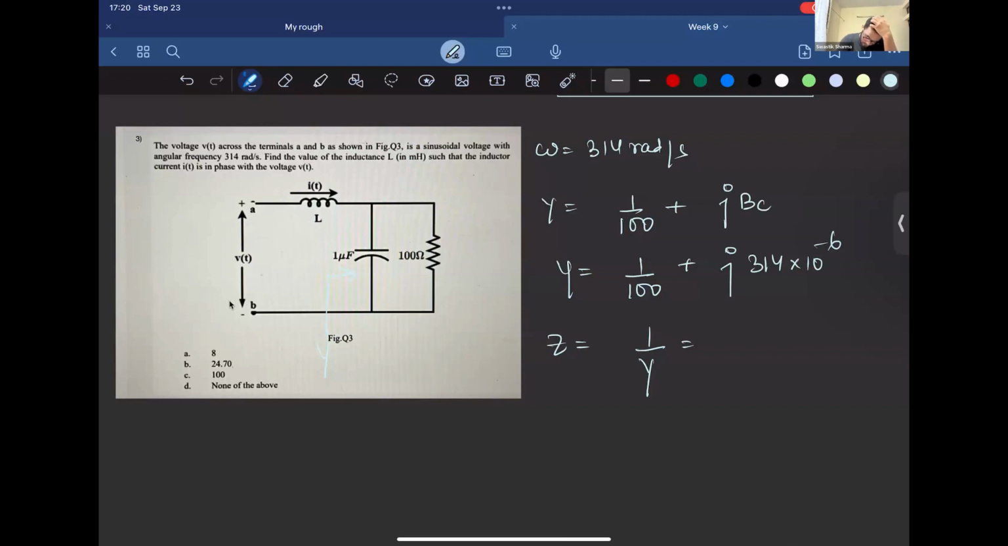So can we go back to this question? I was asking you to calculate the impedance, which is the reciprocal of admittance. Can you tell me? It's 99.9, 3.137.